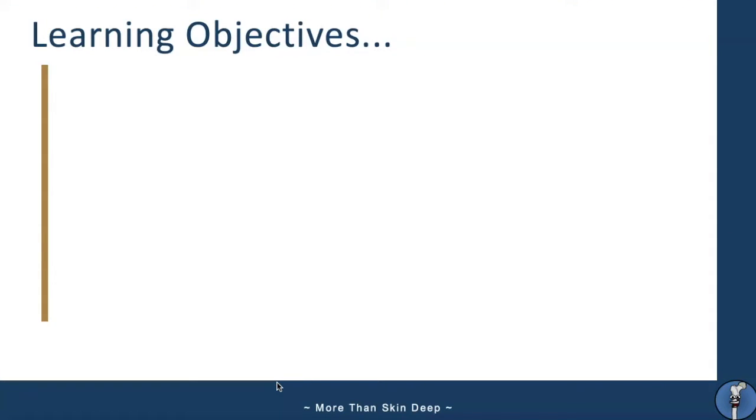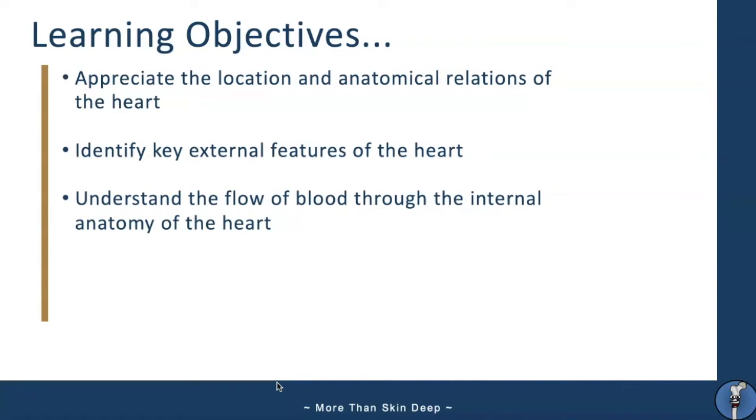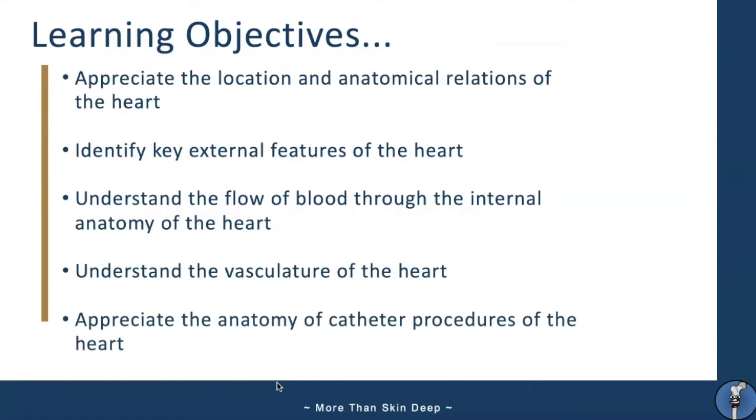The learning objectives of this podcast are to appreciate the location and anatomical relations of the heart, to identify key external features of the heart, to understand the flow of blood through the internal anatomy of the heart, to understand the vasculature of the heart, and to appreciate the anatomy of catheter procedures and interventions of the heart.